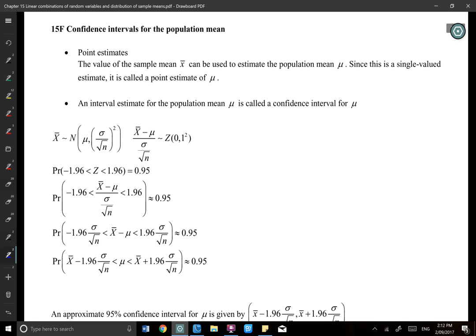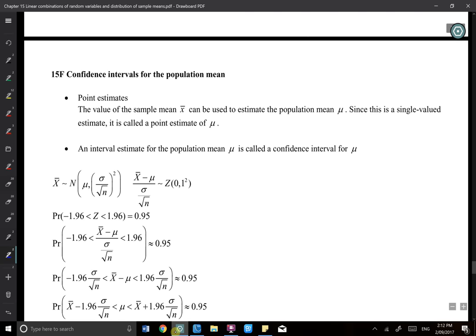Okay, confidence interval. That's again very similar to methods. Do you remember when we talked about confidence interval for population proportions? In methods, it's mu minus k times the square root of p(1 minus p) over n, and then to mu plus k times the same. That's what we learned at that time.